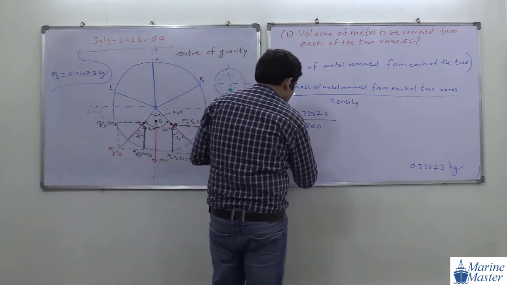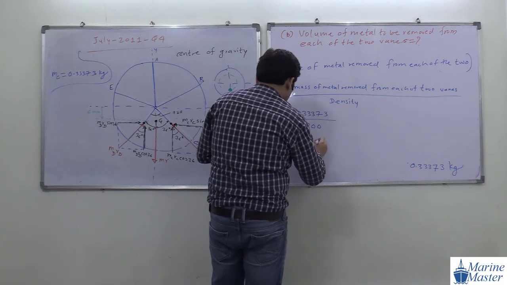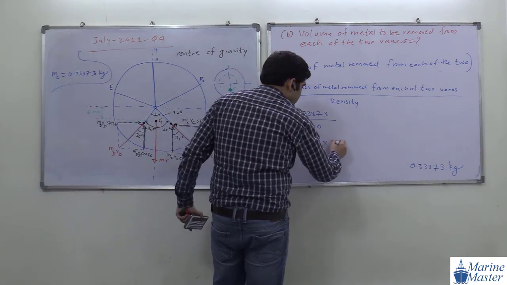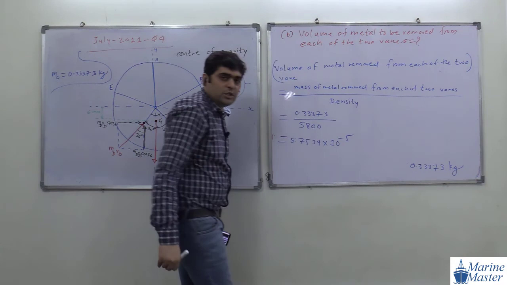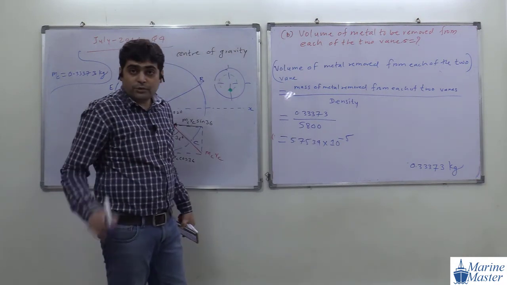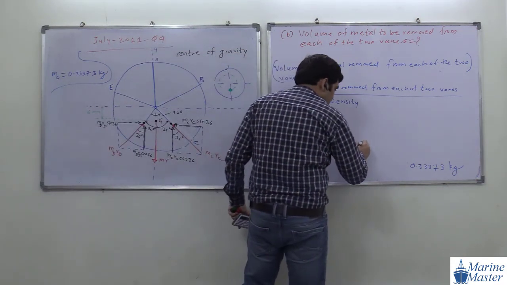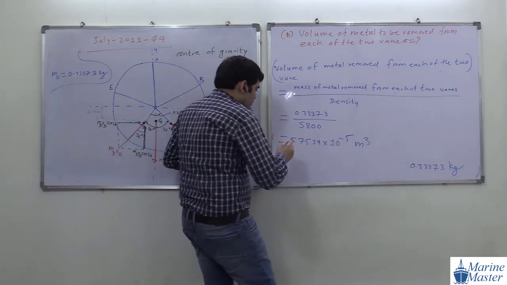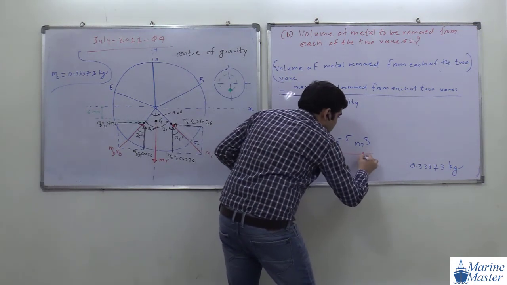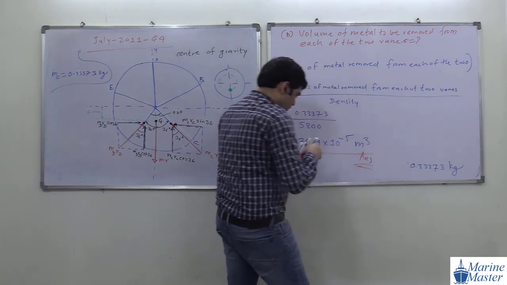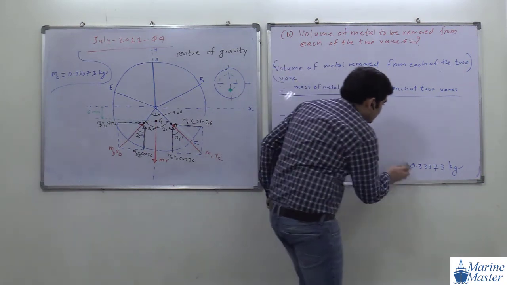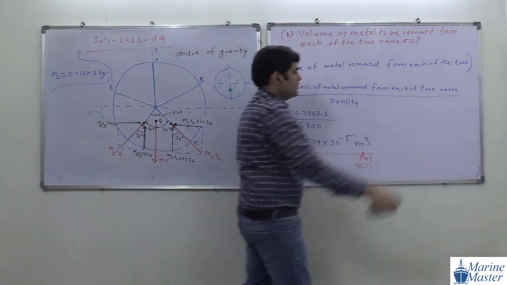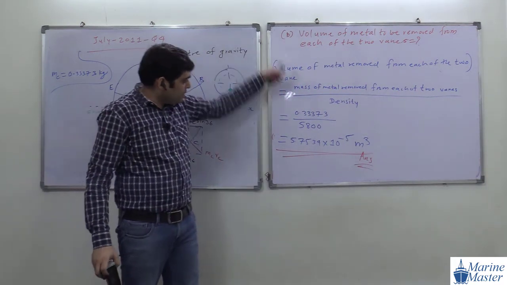5.753 times 10 to the power minus 5. What is the unit of volume? Meter cube. So this much amount of volume we are going to remove from each vein. This will be our answer. Any doubt in this discussion, guys? Okay, please everyone write down this one.